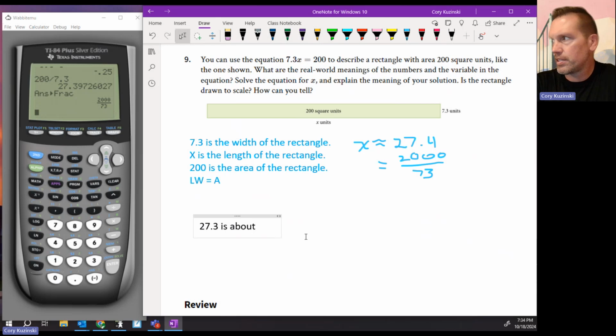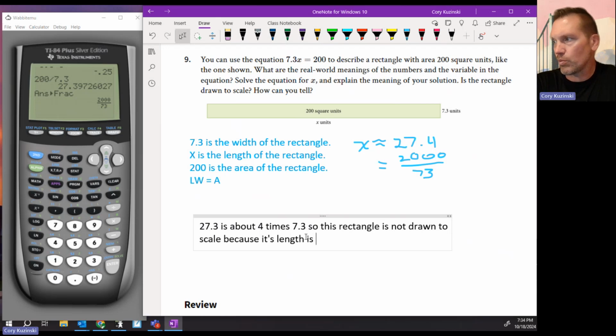Okay, so 27.4 is about 4 times 7.3. 7 times 4 is 28. So this rectangle is not drawn to scale because its length is way more than 4 times its width. How about that?